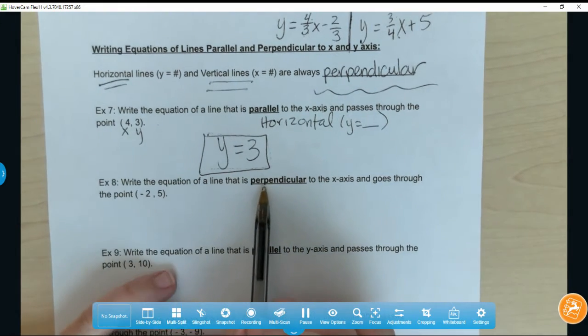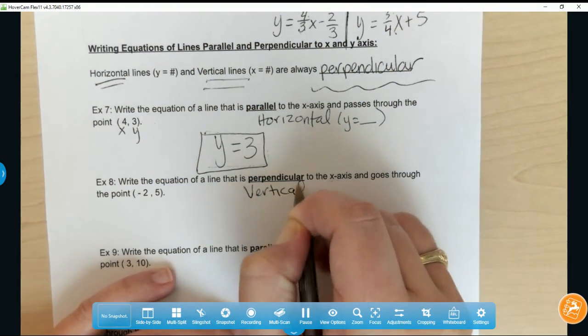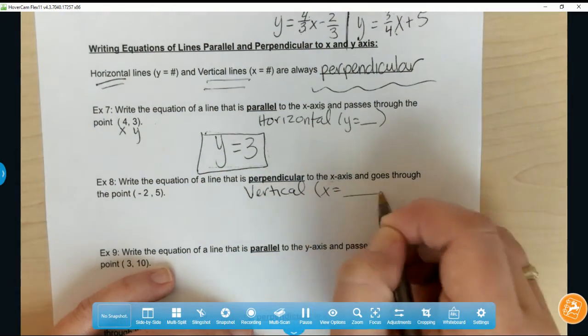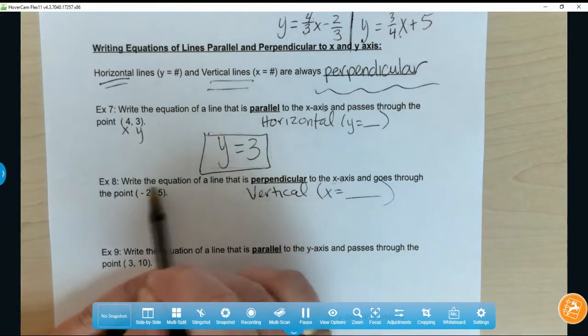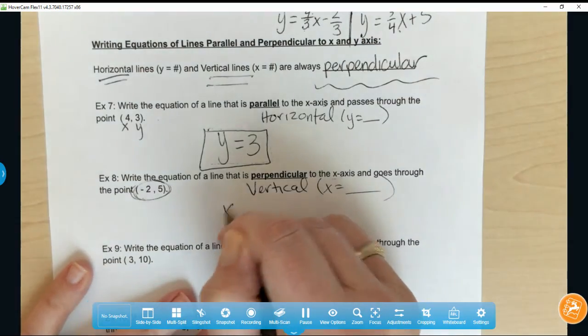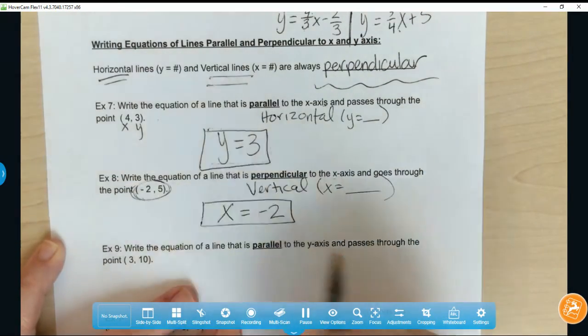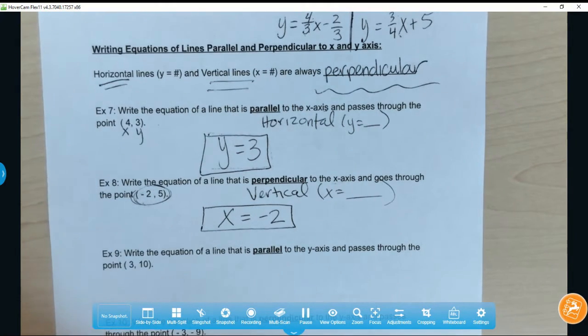Write the equation of a line that is perpendicular to the x-axis. So we're thinking vertical. So we're thinking x equals whatever. And it goes through the point (-2, 5). So if the x is -2 and it has to go through that, our equation for that line that is vertical, which in turn is perpendicular to the x-axis, would be x equals -2.